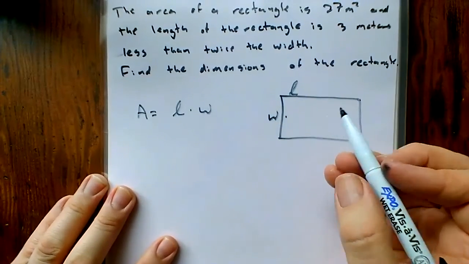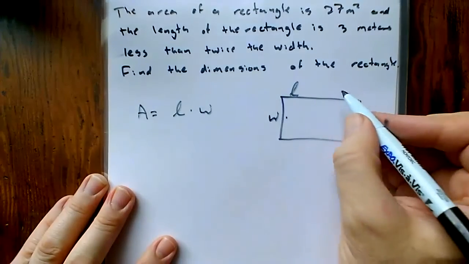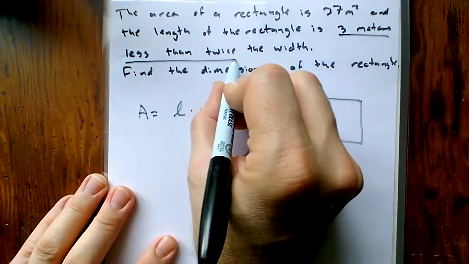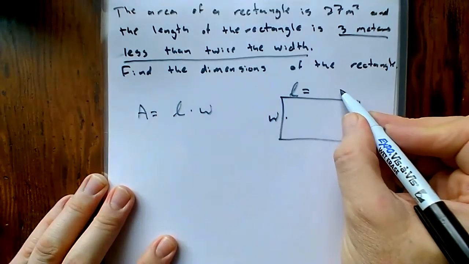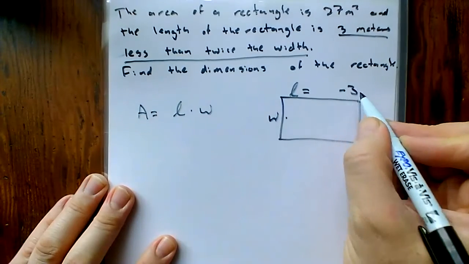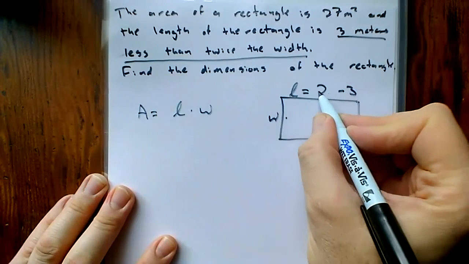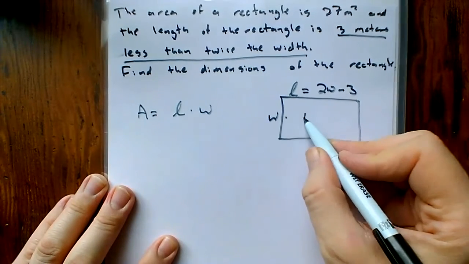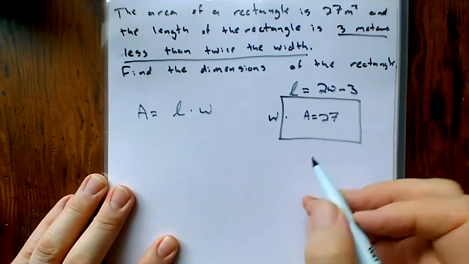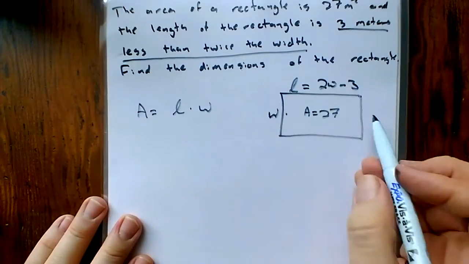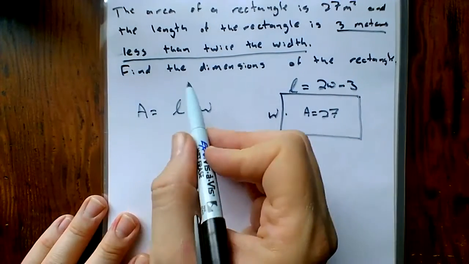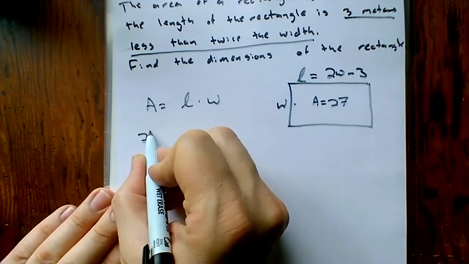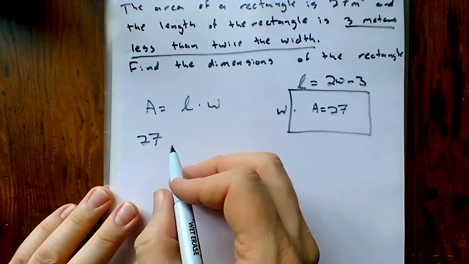Now, the other thing here is we know that the length of the rectangle is 3 meters less than twice the width. So this is going to be 3 meters less than twice the width. We also know that my area here is 27 square meters. So we're going to plug these pieces into our equation here and solve. So I've got my area is 27 square meters.